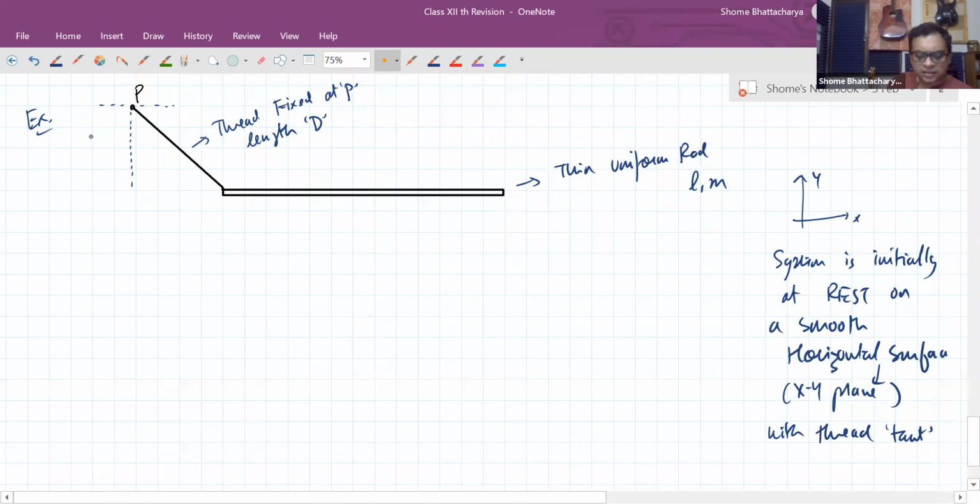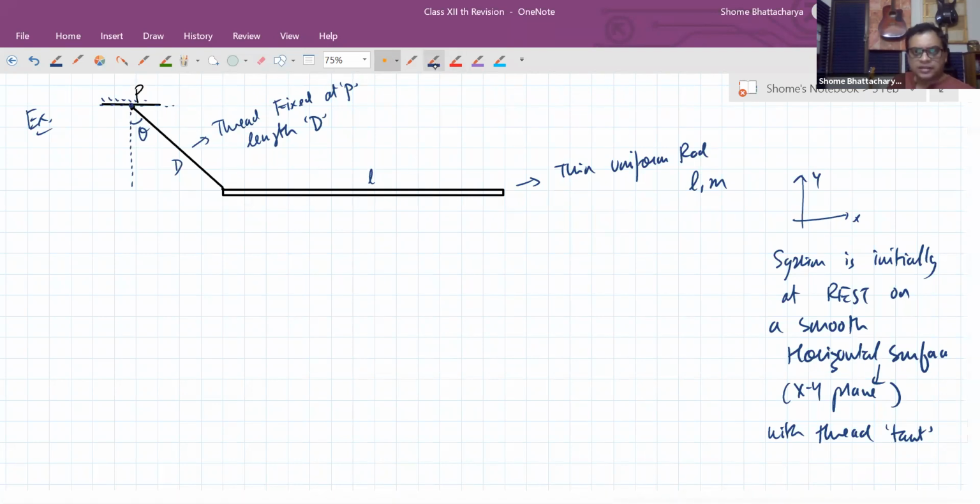Yeah, this angle is theta. Actually, in the original question, there is some kind of a wall over here where the thread is attached to this point. So this is like a vertical wall where the thread is attached at the point P. The length of the thread is D, whereas the length of the rod is L.